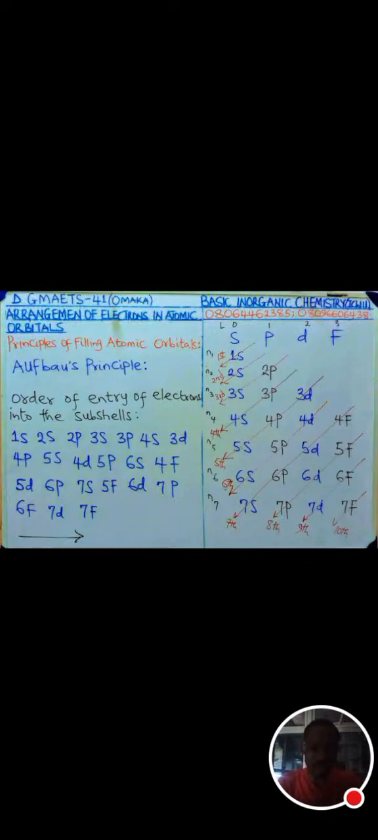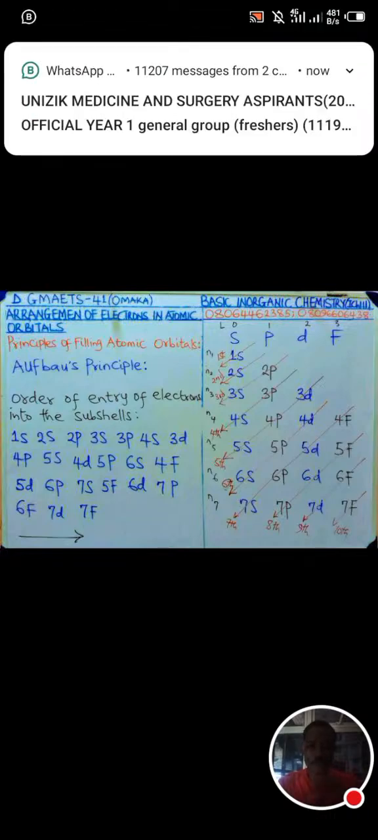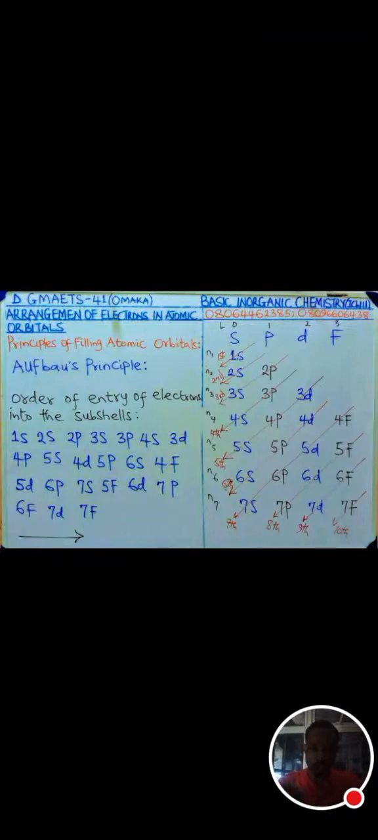On the left hand side, you have the order of entry of electrons into the subshells: 1s, 2s, 2p, 3s, 3p, 4s, 3d, 4p, 5s, 4d, 5p, 6s, 4f, 5d, 6p, 7s, 5f, 6d, 7p, 6f, 7d, and 7f. All right, so that's just the idea.